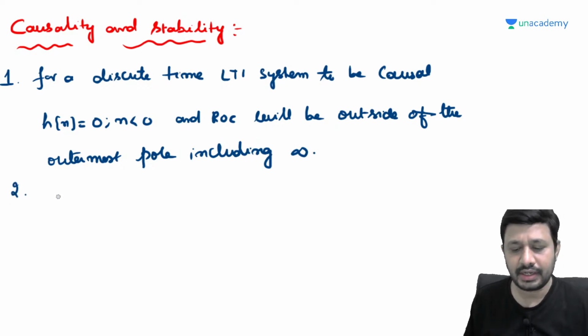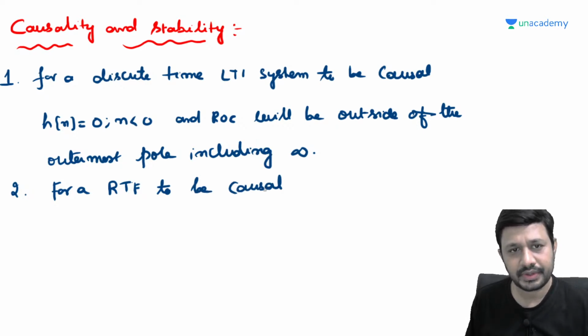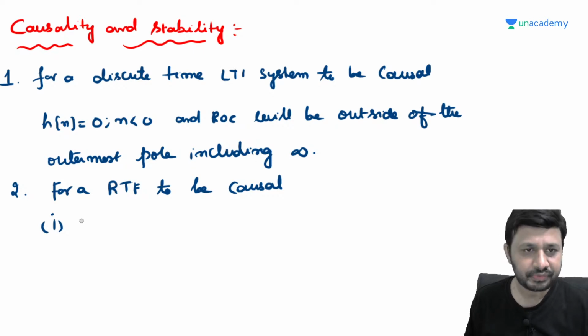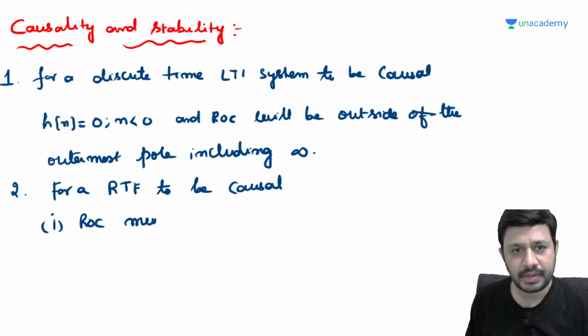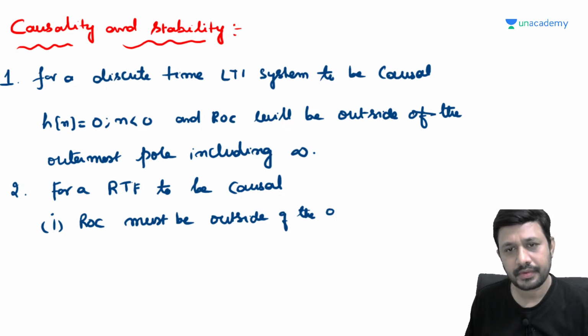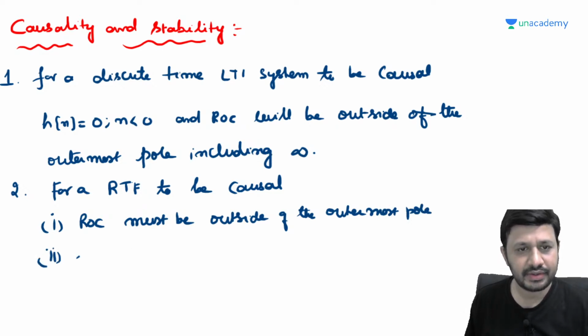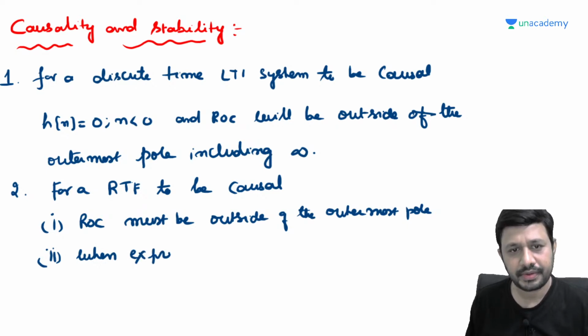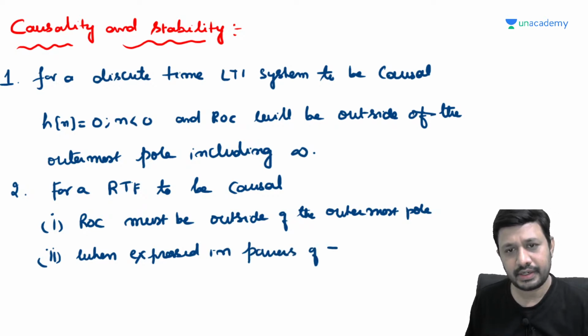Second point, suppose you are given a rational transfer function. For a rational transfer function to be causal, there are some conditions I gave you. What are those? First one is the ROC must be outside of the outermost pole. The second condition which has to be satisfied, and these statements are very important, is that when expressed in powers of z, the power of the numerator must be less than or equal to the power of the denominator.